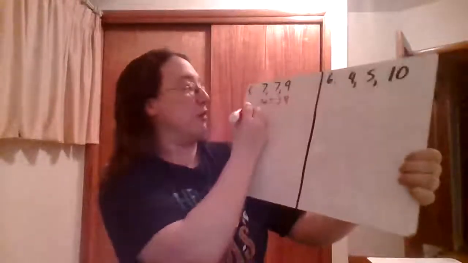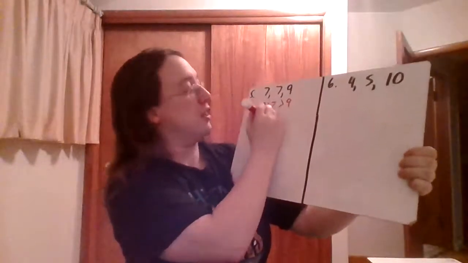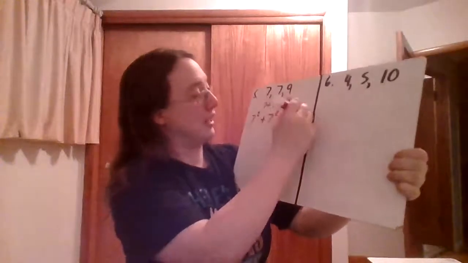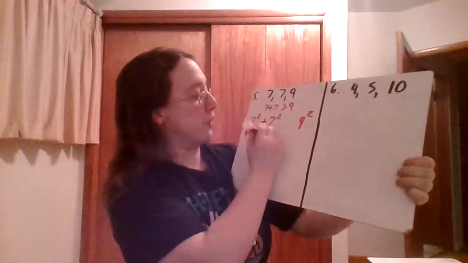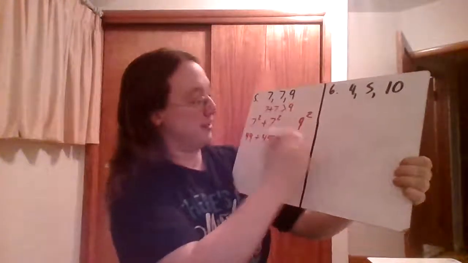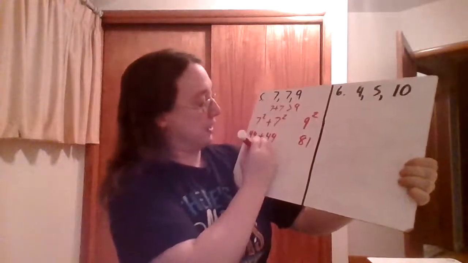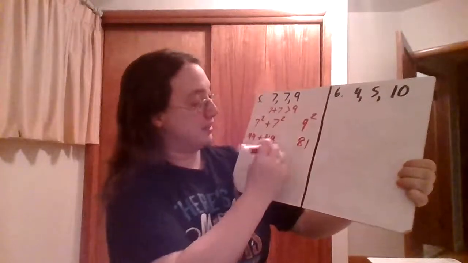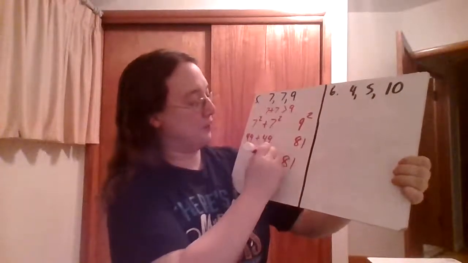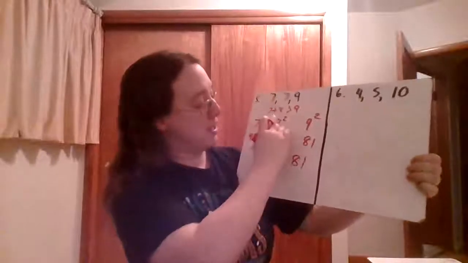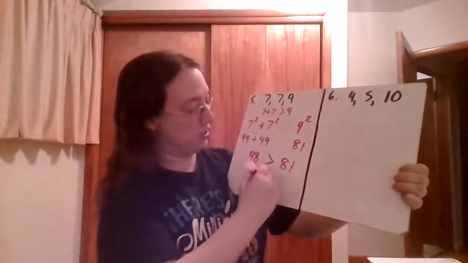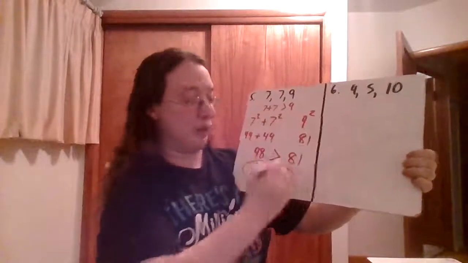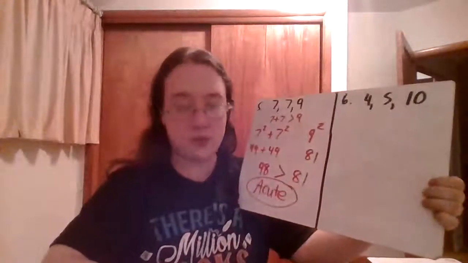Okay, now we're going to square. So 7 squared plus 7 squared, and again, 9 squared over here. 7 squared is 49. 7 squared is 49. 9 squared is 81. 49 and 49 gives you 98, which is bigger than 81. So if a squared plus b squared is bigger than c squared, that makes this acute. So that one is a triangle, and it's acute.